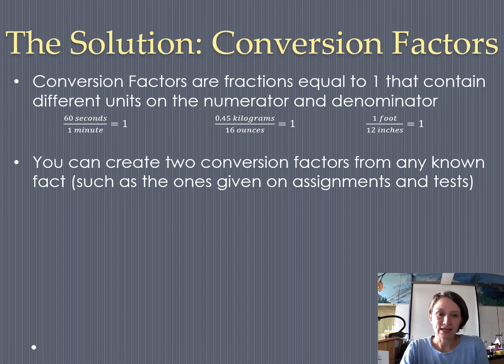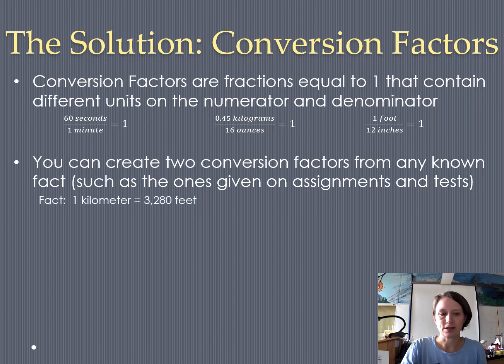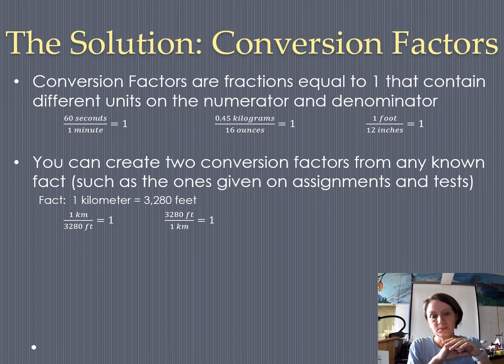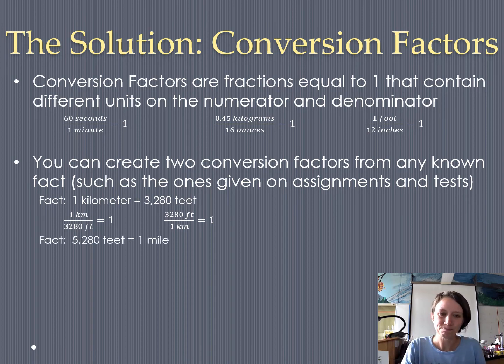For any known fact, anything that you could look up on a test or in Google, you can create 2 conversion factors. So if you knew that 1 kilometer was equal to 3,280 feet, you could turn this into 2 different conversion factors. 1 kilometer over 3,280 feet is going to be equal to 1, or flip it and make the opposite one, which is 3,280 feet divided by 1 kilometer. That is also equal to 1. Another example, if you knew that 5,280 feet was 1 mile, you could make these 2 conversion factors. 5,280 feet over 1 mile is 1, or 1 mile over 5,280 feet, also equal to 1.